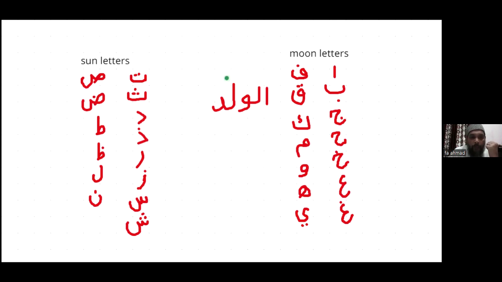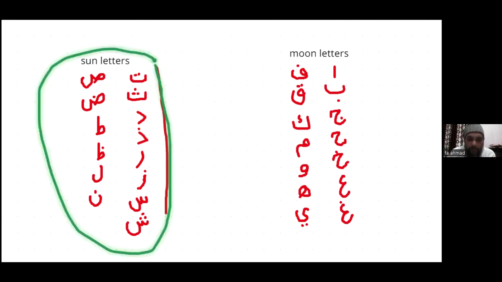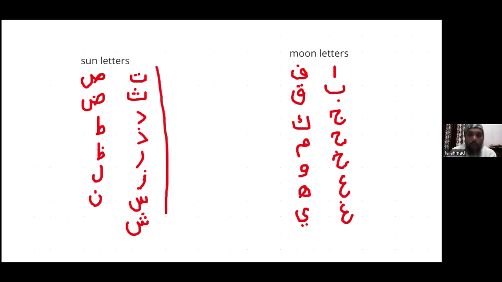Now another example, of a sun letter. So these are sun letters. Again, if you prefix al and the word starts with a sun letter, you will not read the lam. Further, you read the sun letter double.